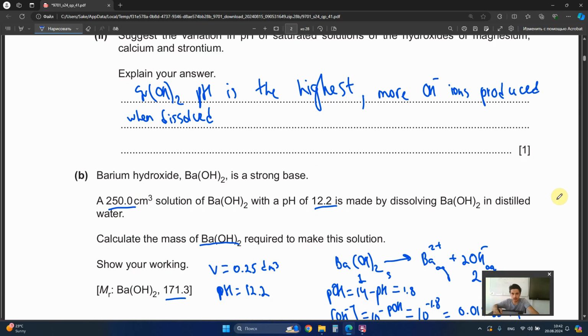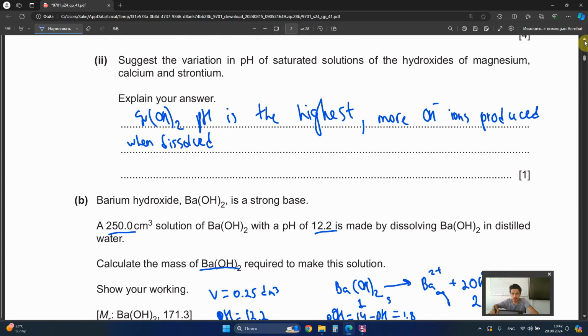Next question is related to the pH of these solutions. So you have to explain which solution is going to have the highest pH or lowest pH. So based on solubilities, the more soluble the substance, the more ions it produces. So strontium hydroxide is the most soluble, and it produces lots of hydroxide ions, which actually results in the highest pH of the solution. And you have to explain it like that. First, state which solution is having highest or lowest pH, and explain that more ions are produced when dissolved.